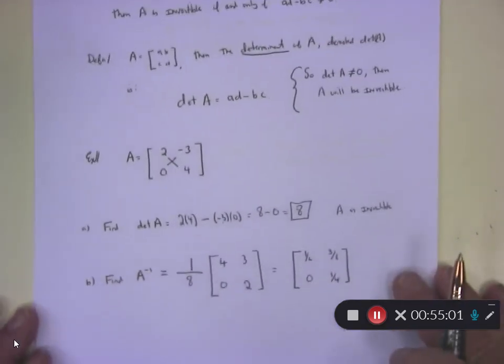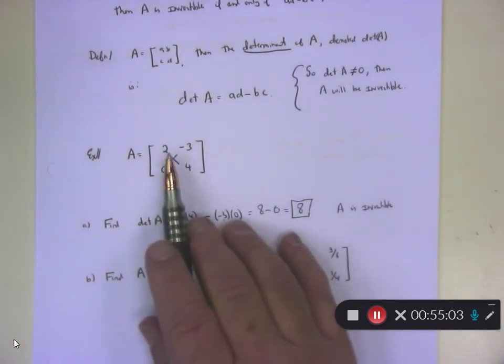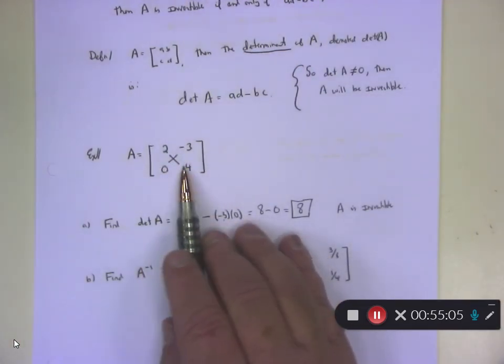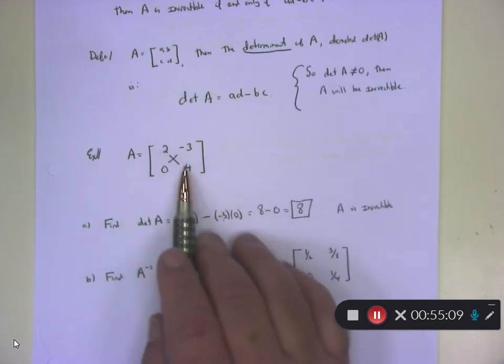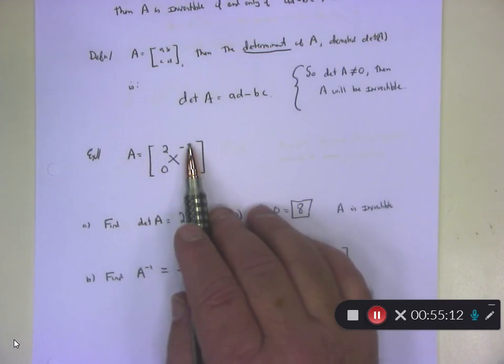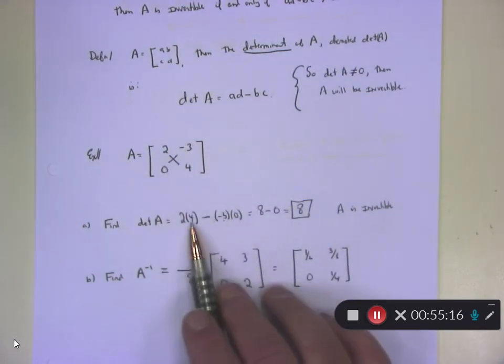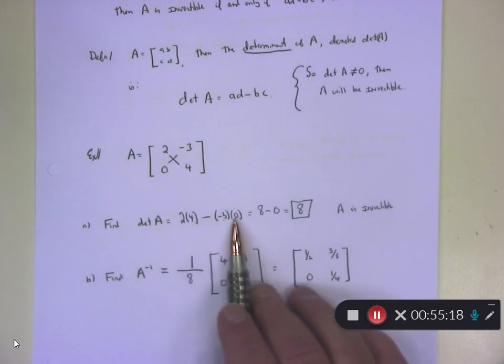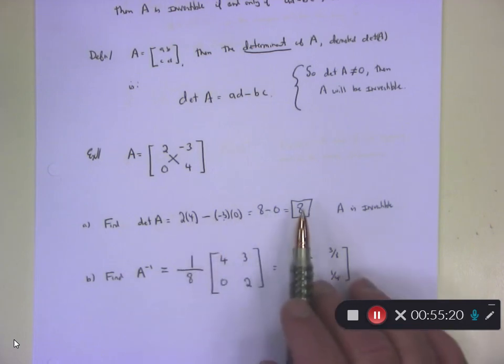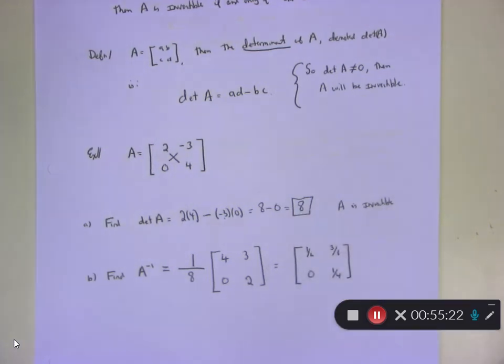So again, a classic example here was my 2, -3, 0, 4 case. What is the determinant of A? The determinant of A would be 2 times 4 minus -3 times 0. 2 times 4 is 8, -3 times 0 is 0, 8 minus 0 is 8. As long as that's not 0, A is going to be invertible.